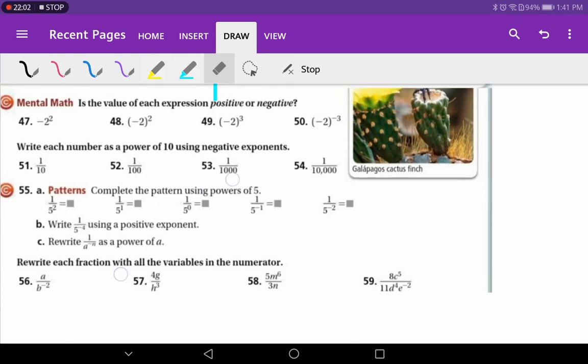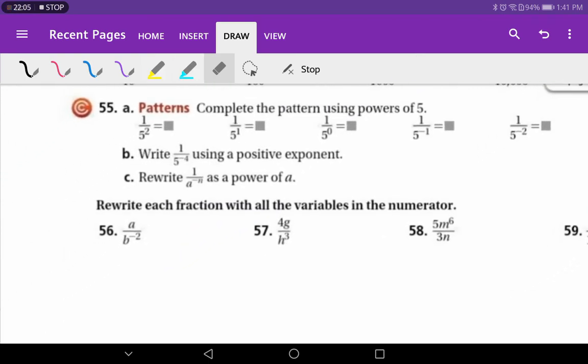Okay, now here, how I can complete the pattern here? Easy. 1 over 5 with power 2, it is equal 5 with power negative 2. 1, 5, negative 1. 0, 1. Okay, here 5 with power 1. And here I can write it as also 5 with power 0. Nothing changed, up or down. Here it is 5 with power 2.